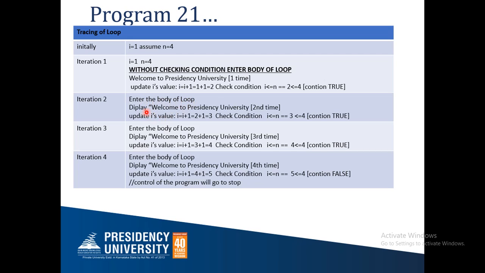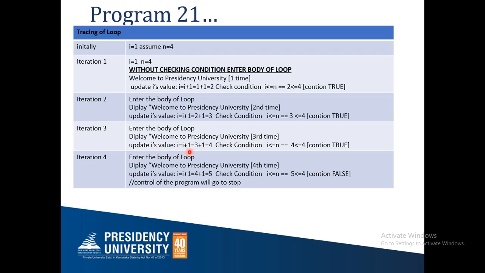Then again we will display the message "welcome to Presidency University" the second time. We'll update the value of i. So this time i becomes 2 plus 1, 3, and the condition is 3 lesser than 4 or not. So the condition is true again. We are entering iteration 3. Now again we'll display the message "welcome to Presidency University" for the third time. Update the value of i.